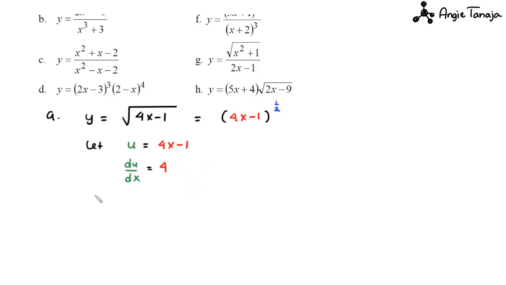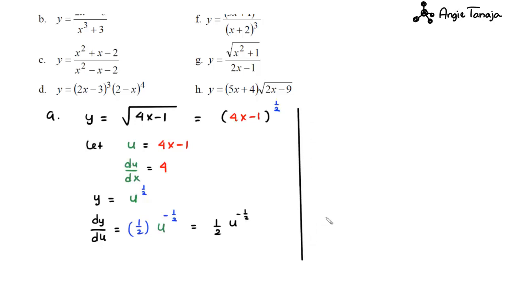And then our question becomes y equals u to the power of half. So then from here we can find the derivative of y with respect to u, right? dy over du equals to half times u to the power of negative half. Okay, so this will be half u to the negative half.